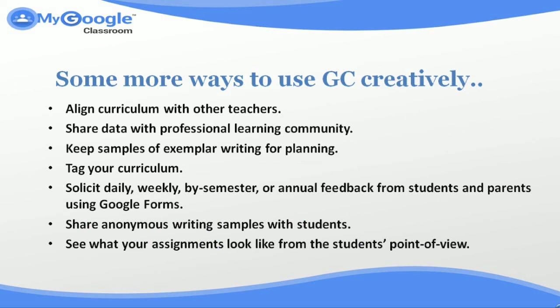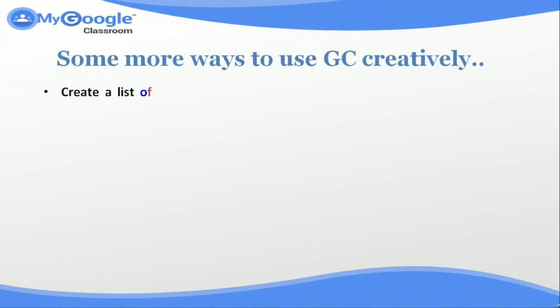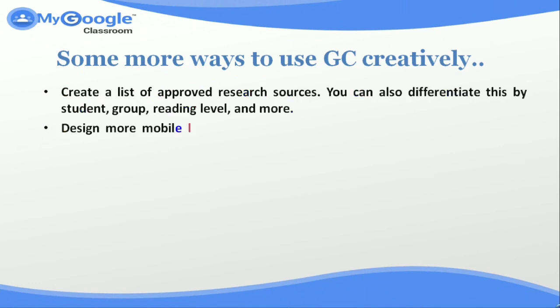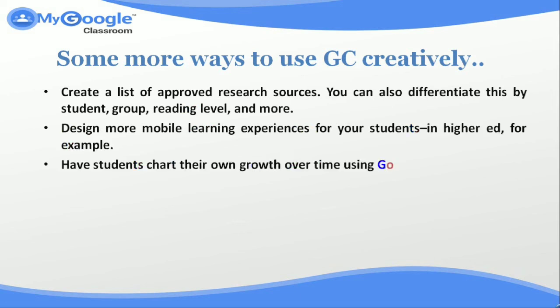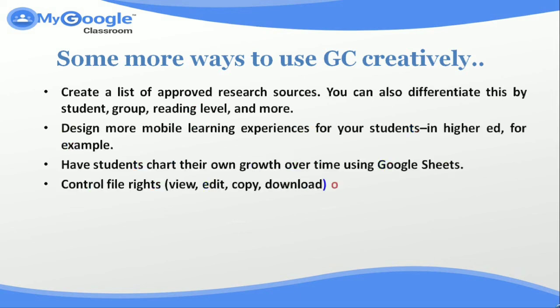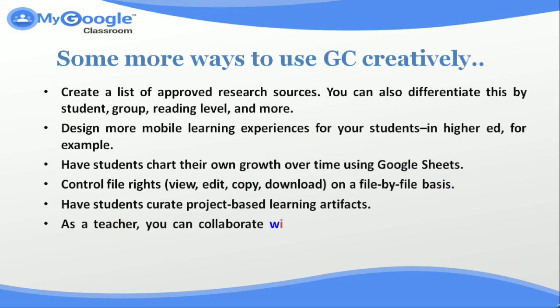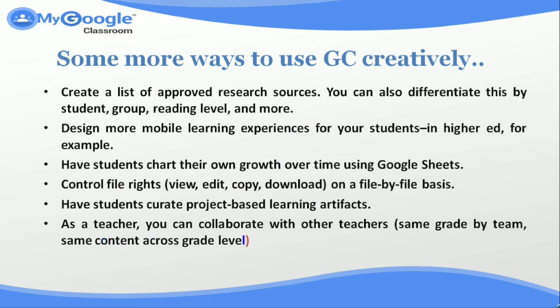Share anonymous writing samples with students. See what your assignments look like from the student's point of view. Create a list of approved research sources. You can also differentiate this by student, group, reading level, and more. Design more mobile learning experiences for your students in higher ed, for example. Have students chart their own growth over time using Google Sheets.